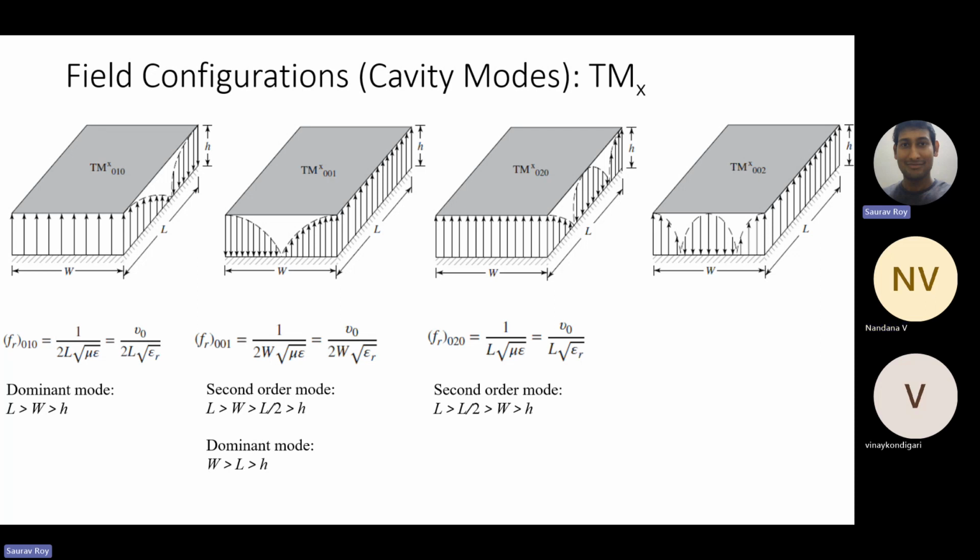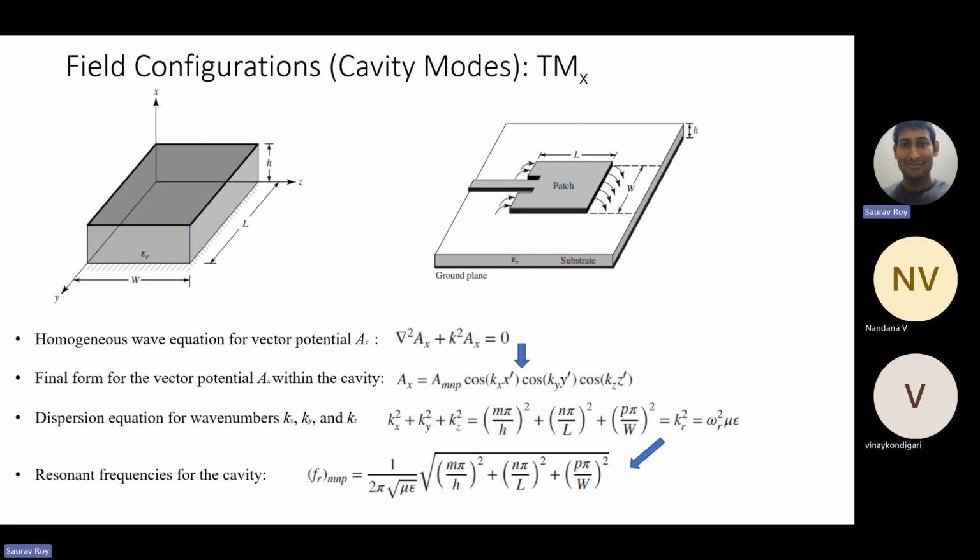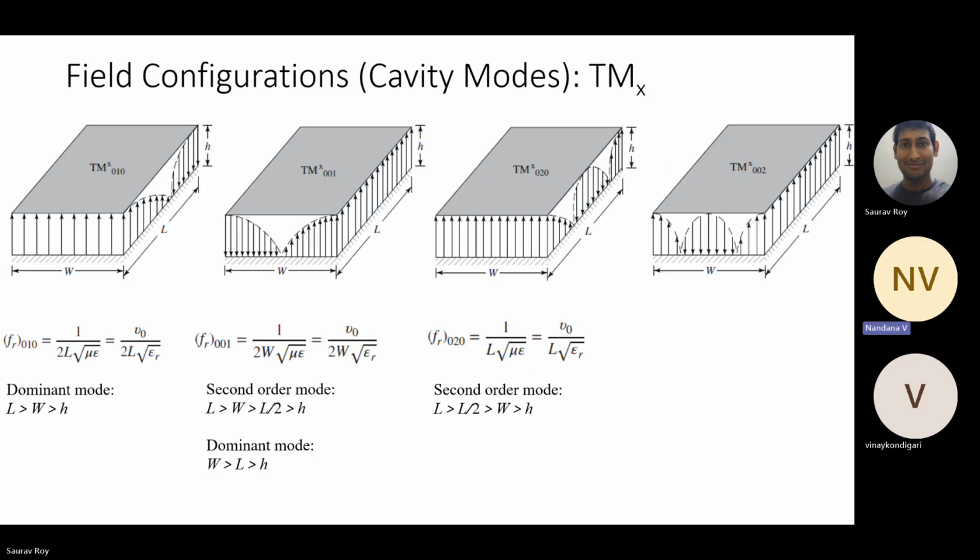I will repeat once. What happens is that if L is greater than W, then the 010 mode will be dominant. And if W is greater than L, then the 001 mode will be dominant, because that frequency will be less than the 010 mode. That is what is shown in the second picture, TM001 mode. Here P is 1 and the others are 0. It would generally be a second order mode for L greater than W. But if it is opposite, if W is greater than L, then it would be the dominant mode.